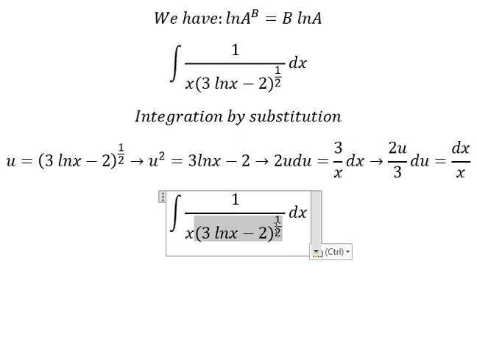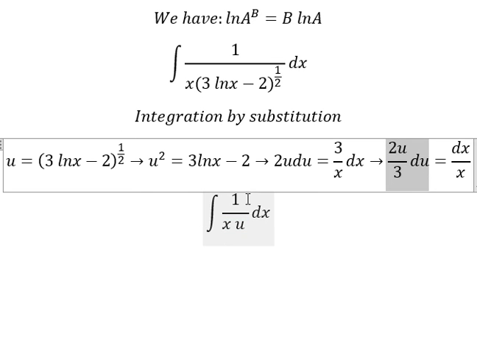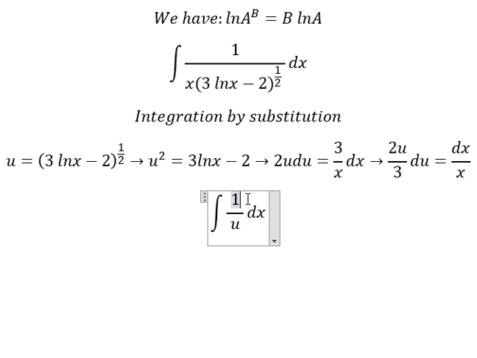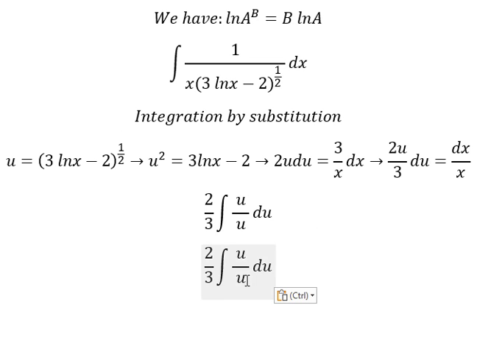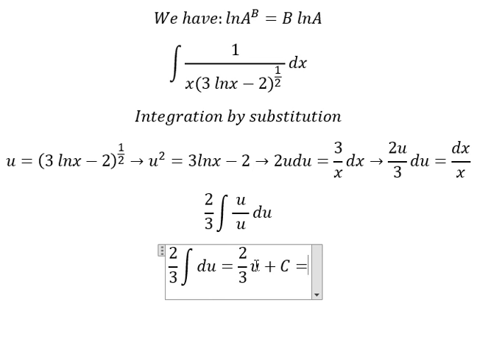So this one we change by u. The s over s we change by this one. So u divided by u, we have 1. The integration of du, we have u, and I will put c.